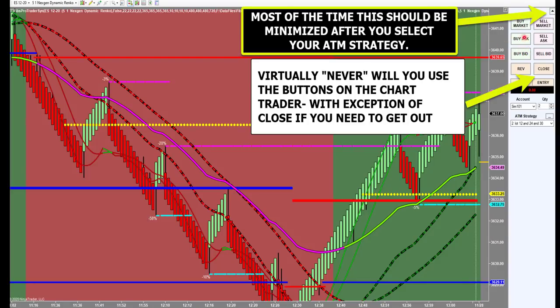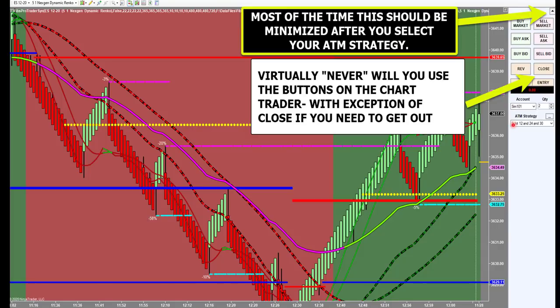Many new traders open up this screen and they start punching buttons. Buy market, sell market. They want to know what all these buttons are. Almost never, and when I say never, I mean never, are you even going to use this. You're going to open up this screen. You're going to set your ATM strategy for your contracts and stops and targets that you want to trade. And then almost without question, you're going to click this button and get rid of this screen.